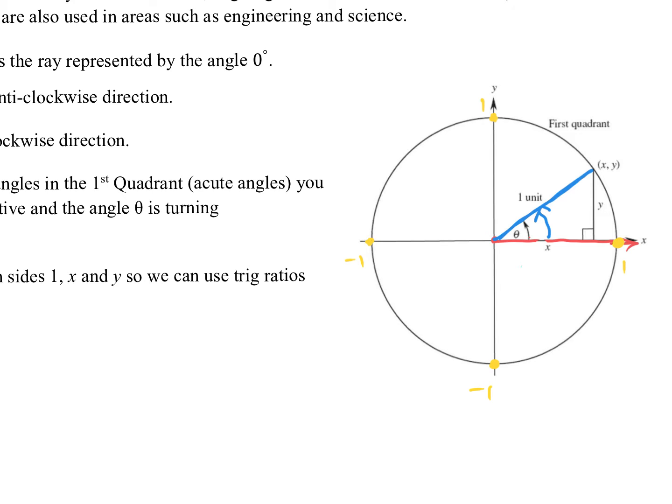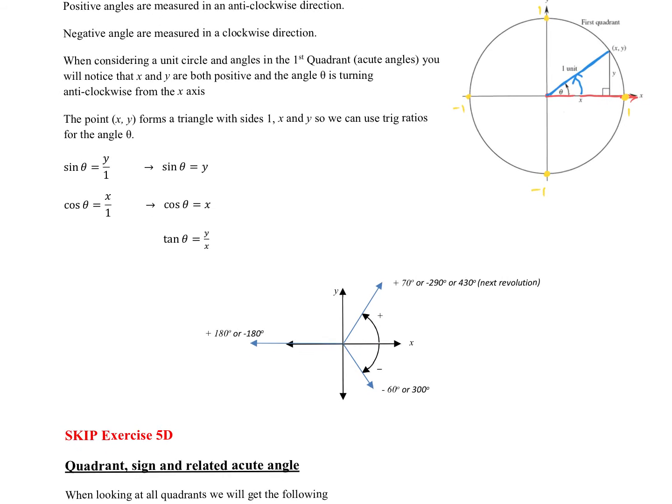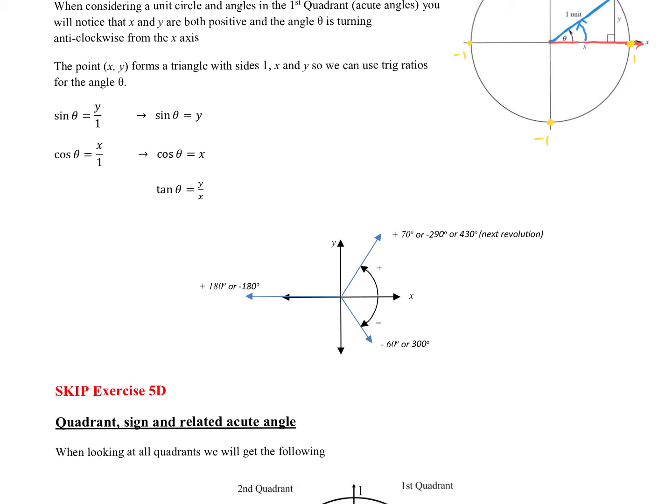When we start to extend it, we then start to have some negative angles. So what that's telling us is that sine theta is y over 1, which is equal to y, and so on. Down the bottom here, you've got where your positive angles are and where your negative angles are. If we measure from the x-axis, which is always the positive x-axis, I should say, then when we go anti-clockwise, we're measuring a positive angle. When we measure clockwise, we're measuring a negative angle.